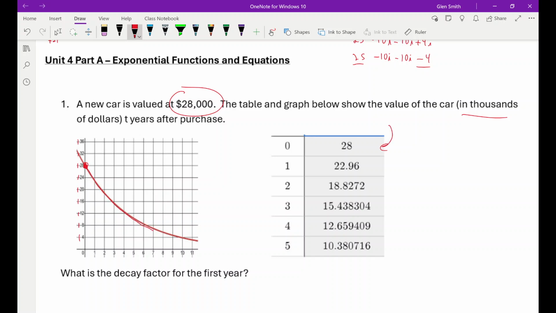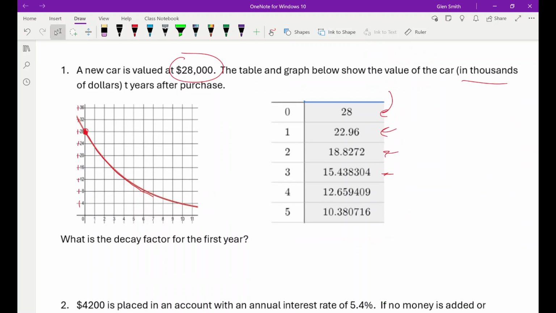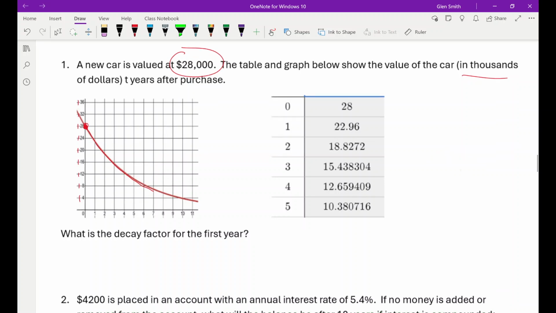You can see the same thing here. 28. It's decreasing, decreasing, decreasing. All right. And the question is, what is the decay factor? Well, the easiest way to see what the decay factor is, not from the graph. It's really hard on the graph to see how fast this thing's decaying. I mean, you see a picture of it, that's really nice. But to tell exactly what it is, that's kind of hard.